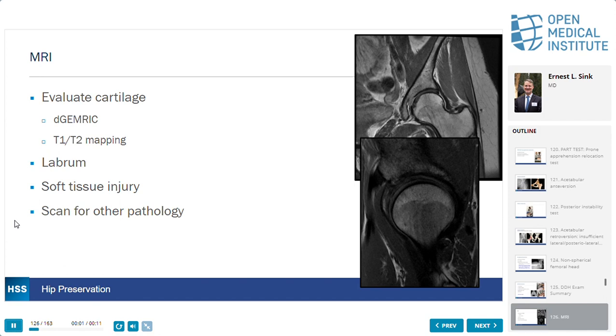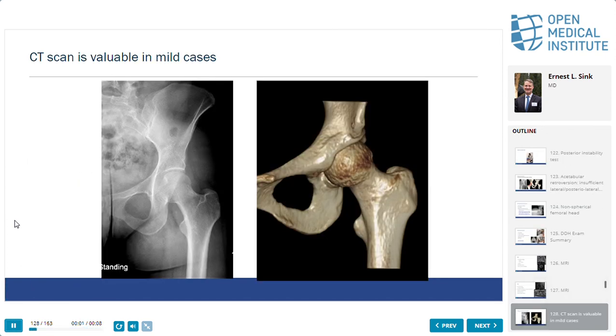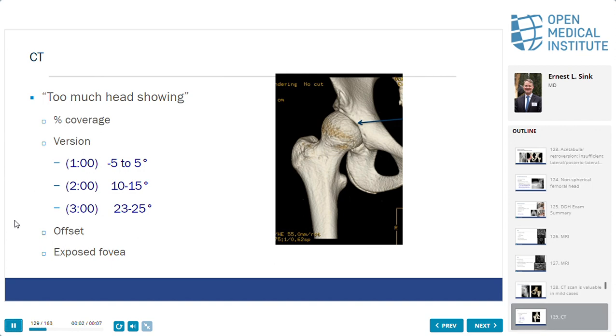And then sometimes we'll get an MRI, which looks for cartilage, or the other day we found a stress fracture. So even if you're consistent with a diagnosis with CT, the MRI can sometimes show you other things, such as labral hypertrophy, iliocapsularis hypertrophy, or a high fovea position. The CT scan is valuable in mild cases. Now we do a CT scan on every operative hip to make sure we're making the right diagnosis. Okay, too much head showing. So this is, obviously when you see the fovea, you know it's instability.